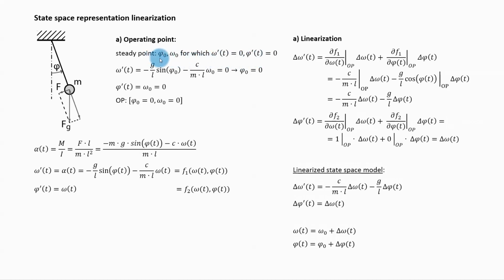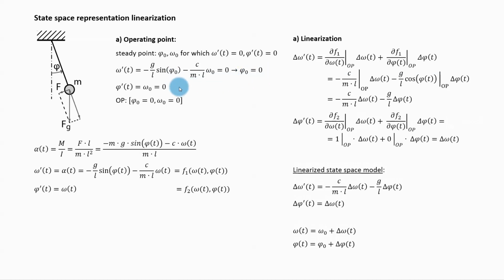So I'm looking for the values of the state variables for which this equation is 0 and this equation is 0. And from this second equation, I immediately see that the value of my first state variable at the operating point is 0. I can take this, put it into my first state equation, which will make this term go away, and what I will be left with is just this term, which is supposed to be equal to 0. And that will happen when this angle, my second state variable, is also equal to 0.